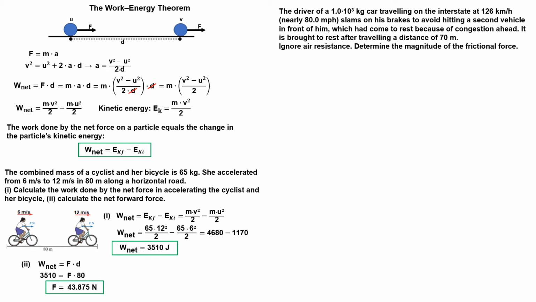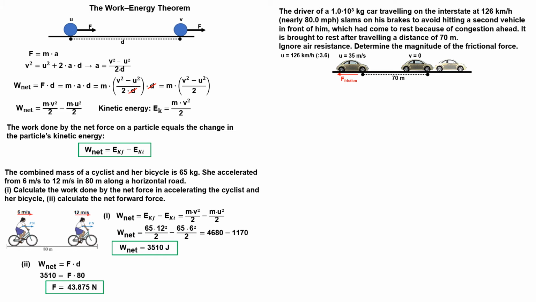Look at the diagram. When the driver slams on his brakes, the speed is 126 km per hour. But we must use meters per second, so we divide the speed by 3.6 to get the speed in meters per second. The initial speed is 35 meters per second, and we take the final speed to be 0, just as the braking vehicle reaches the rear of the vehicle at rest.